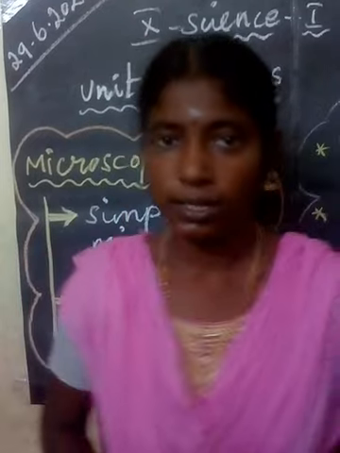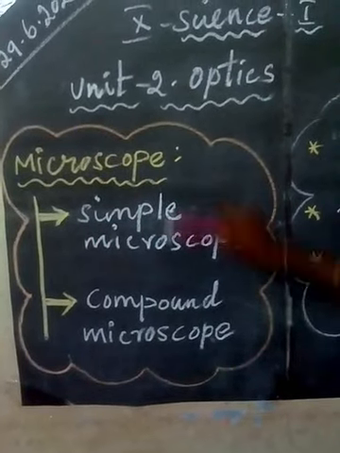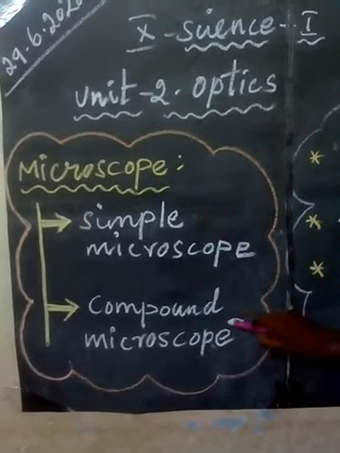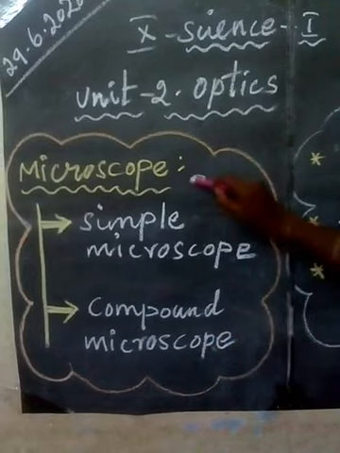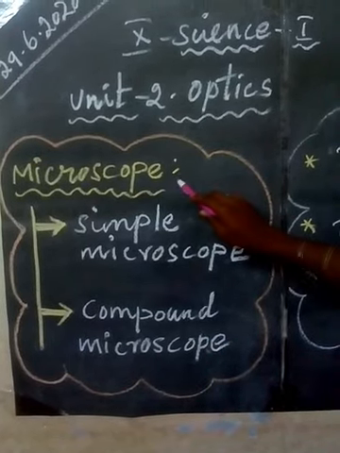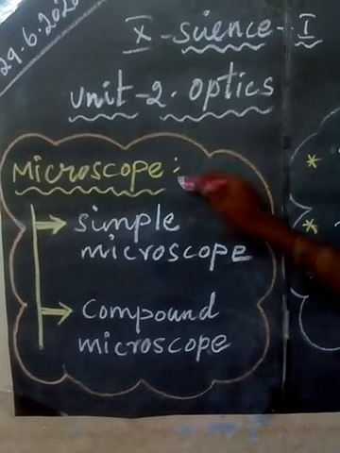In last class, we studied about microscope. There are two types of microscope. One is simple microscope, another one is compound microscope. And what is microscope? It is one of the optical instrument. It is used to see tiny object. Tiny means very small size of object.